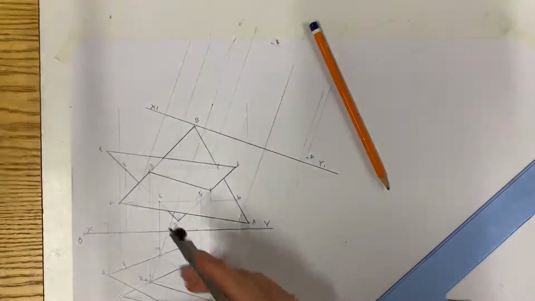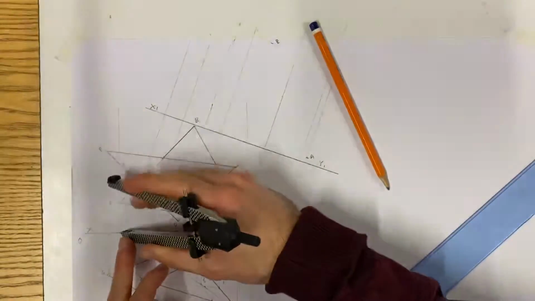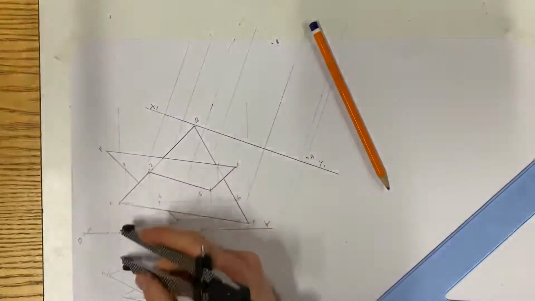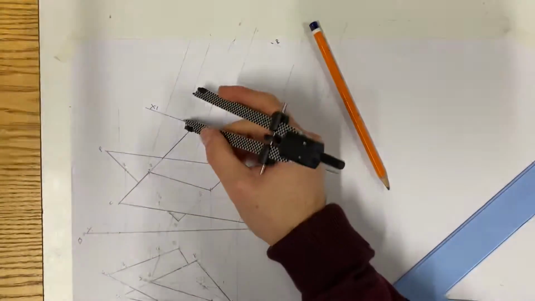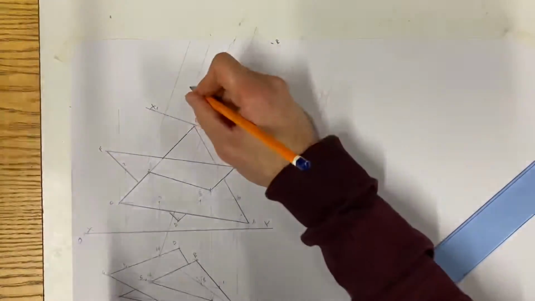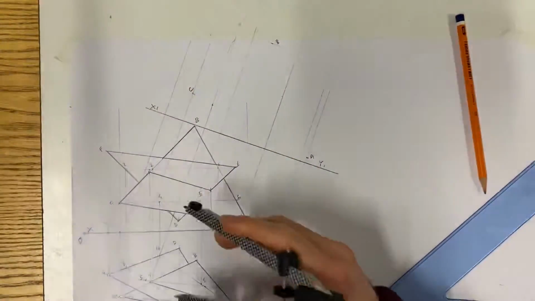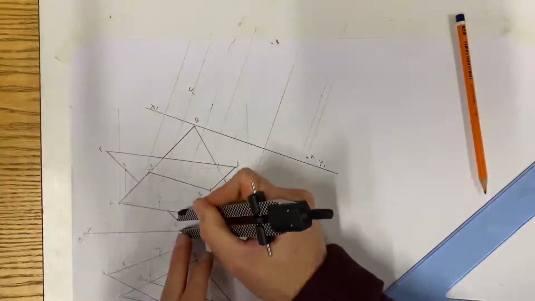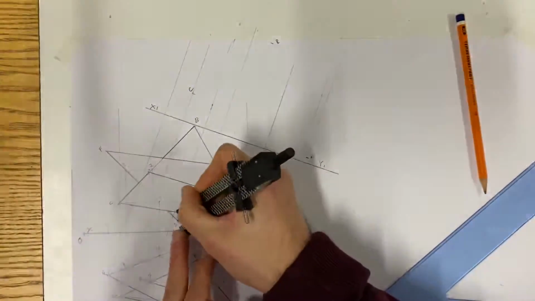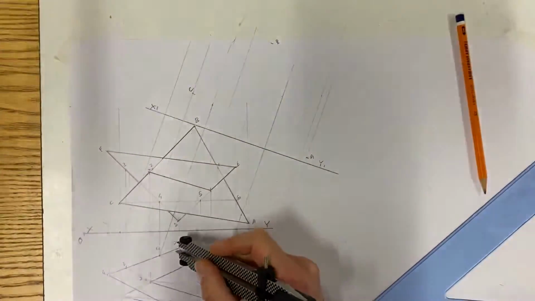C is this height here, follow it down, follow it up, so you can see what's important to label. D is this height here, follow it down and follow it up.